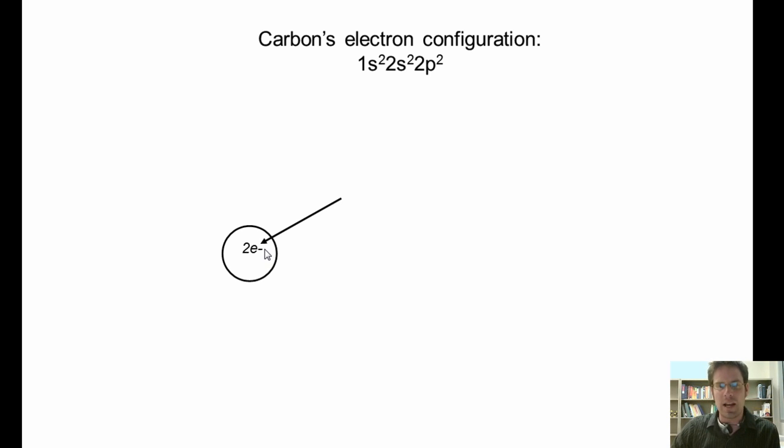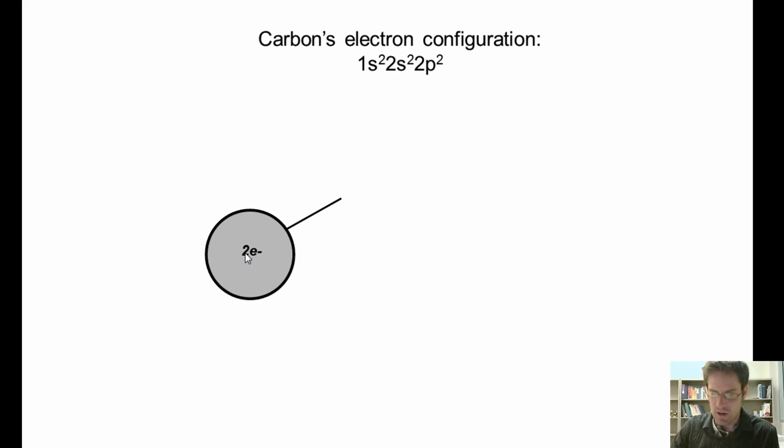Now outside this layer we see a slightly larger 2s orbital. Over here in the electron configuration it says there are 2 electrons that occupy that 2s orbital. There they are. Now these are 2 of carbon's valence electrons.